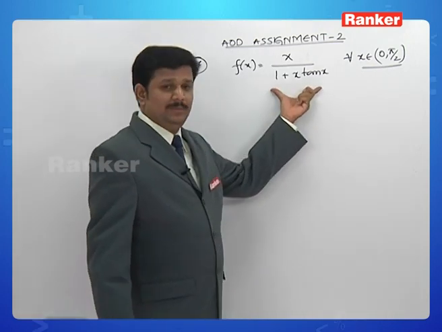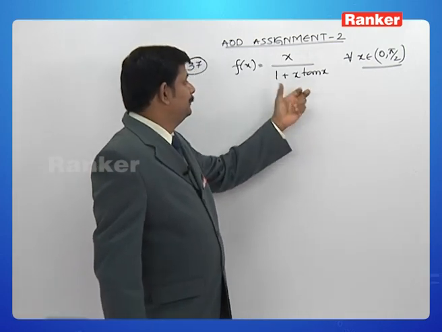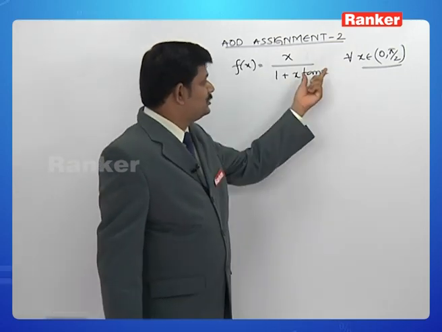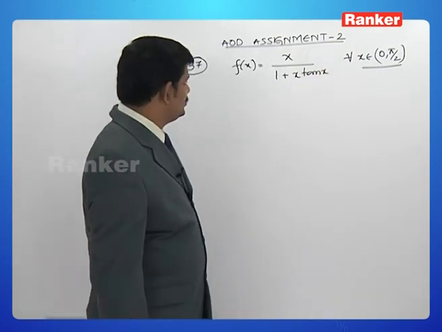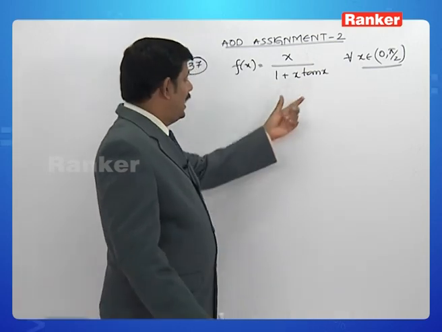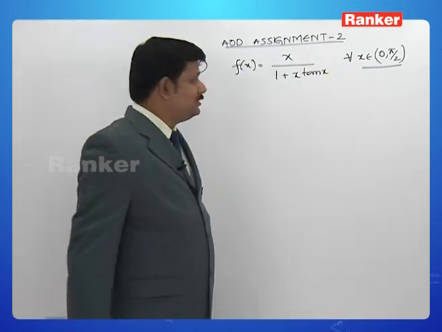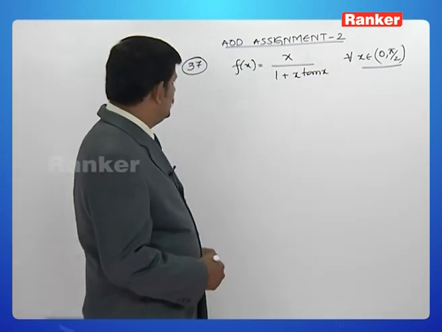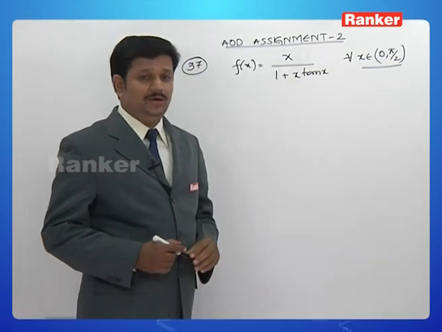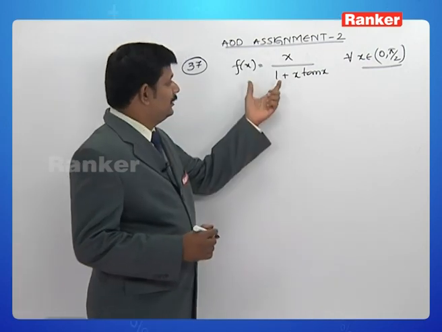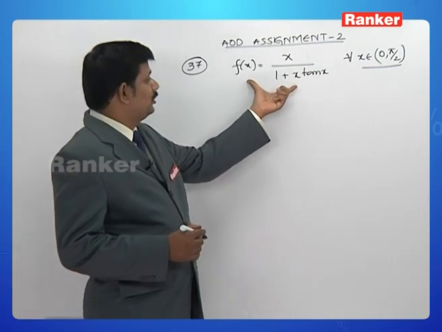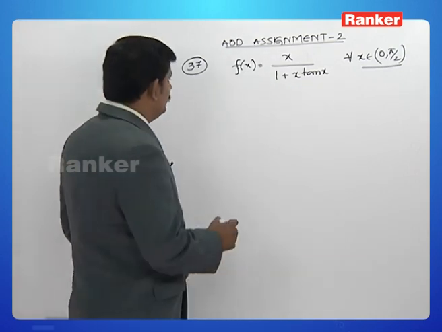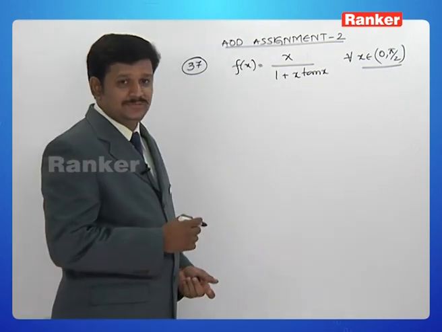In the interval 0 to pi by 2, 1 plus x tan x is positive, x is positive, tan x is positive, x tan x plus 1 is positive, and x is differentiable, tan x is differentiable, x by 1 plus x tan x will also be a differentiable function. So, let us take help of application of derivatives to talk about monotonicity as well as maxima minima of this function. For that, we have to look at f dash of x.